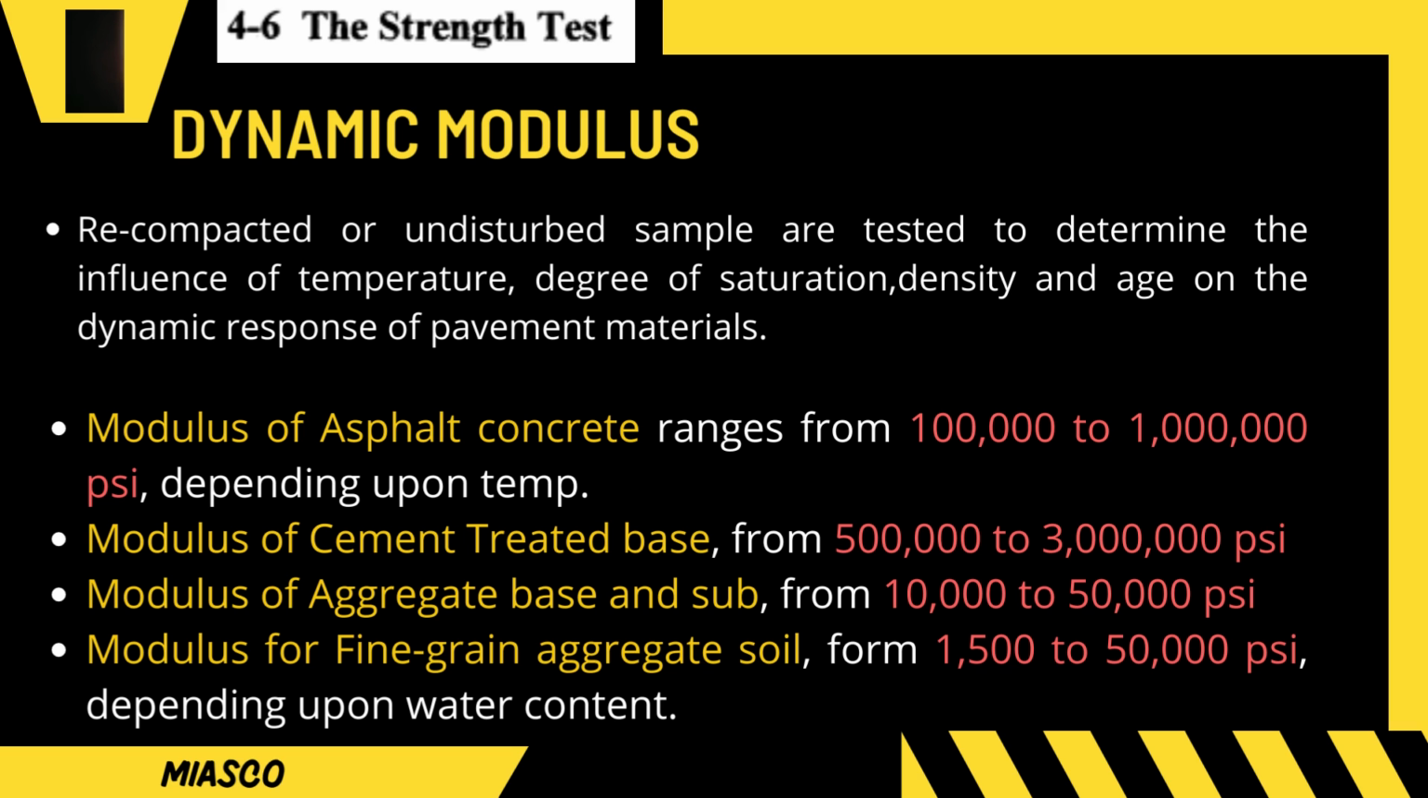Modulus of asphalt concrete ranges from 100,000 to 1 million psi depending upon temperature. Modulus of cement treated base ranges from 500,000 to 3 million psi. Modulus of aggregate base and subbase ranges from 10,000 to 50,000 psi. Modulus for fine-grain soil ranges from 1,500 to 50,000 psi depending upon water content.